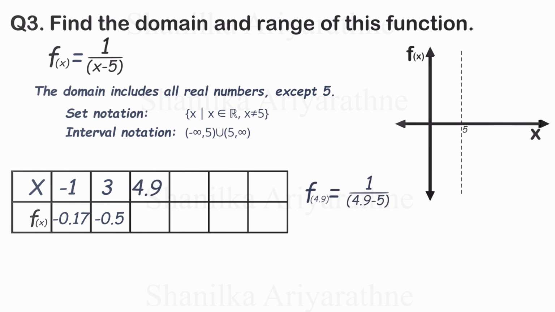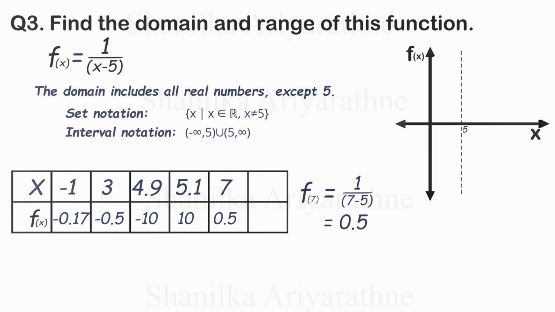If x is 4.9, the f(x) is minus 10. If x is 5.1, then the f(x) is 10. If x is 7, then the f(x) is 0.5. If x is 11, then the f(x) is 0.17. Now we can plot the graph using these points.